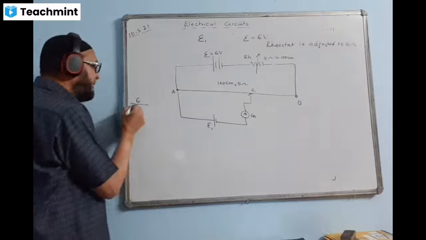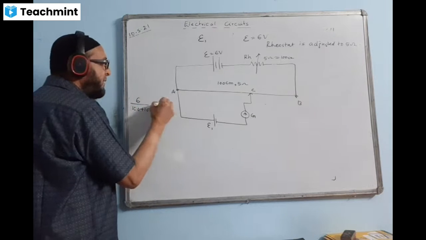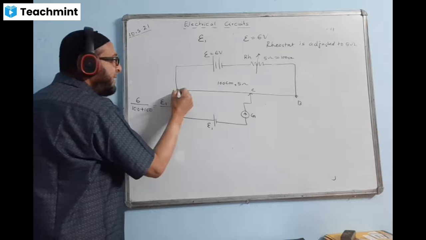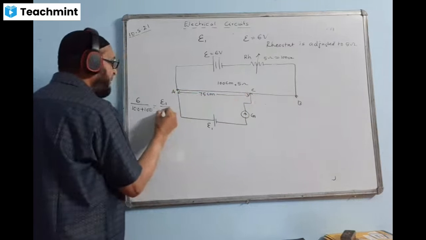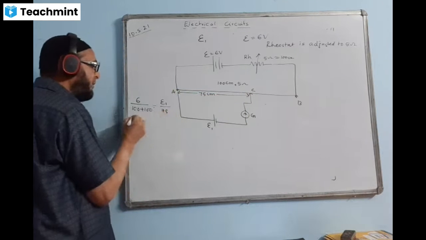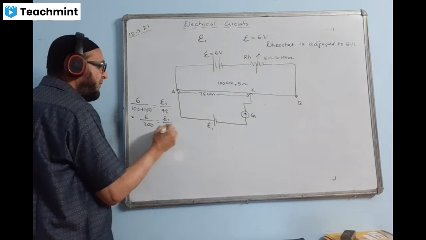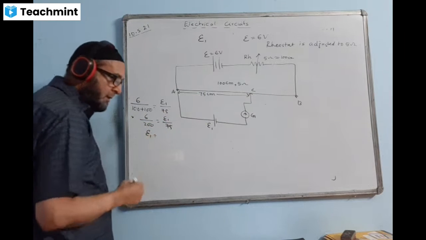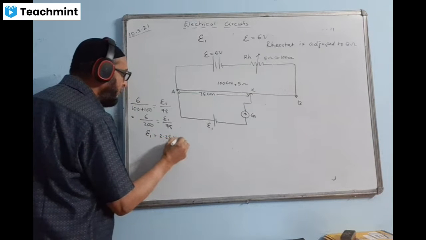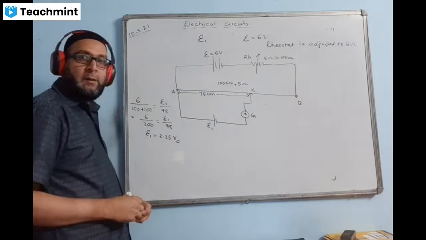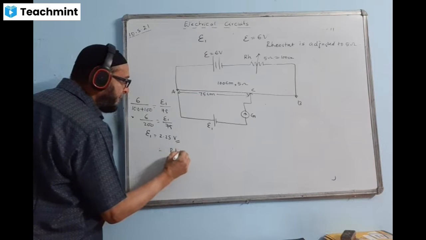If it is some other value, then we would apply the unitary method and calculate. So just now, 6 divided by 100 plus 100. EMF is E1 divided by the balancing length, AC is given 75 here. I'll add 75. And now we'll simply calculate the answer. This becomes 6 by 200, E1 by 75, and then E1 value will calculate. The answer will come 2.25 volt. Finished. Now they're asking to find potential gradient.